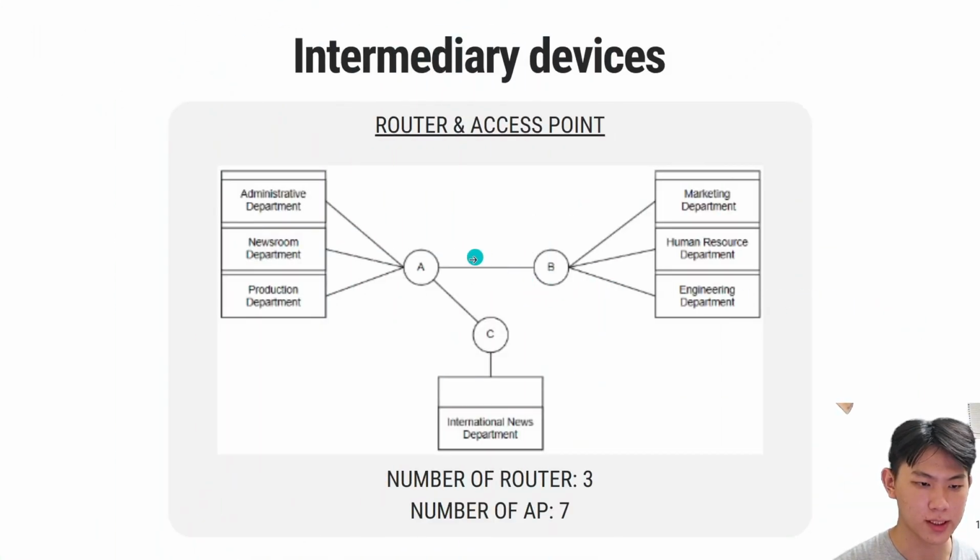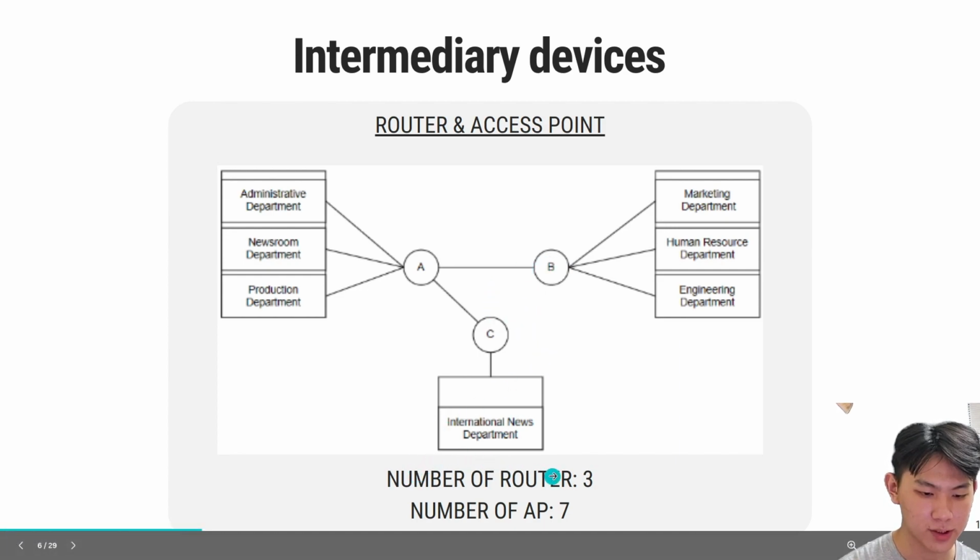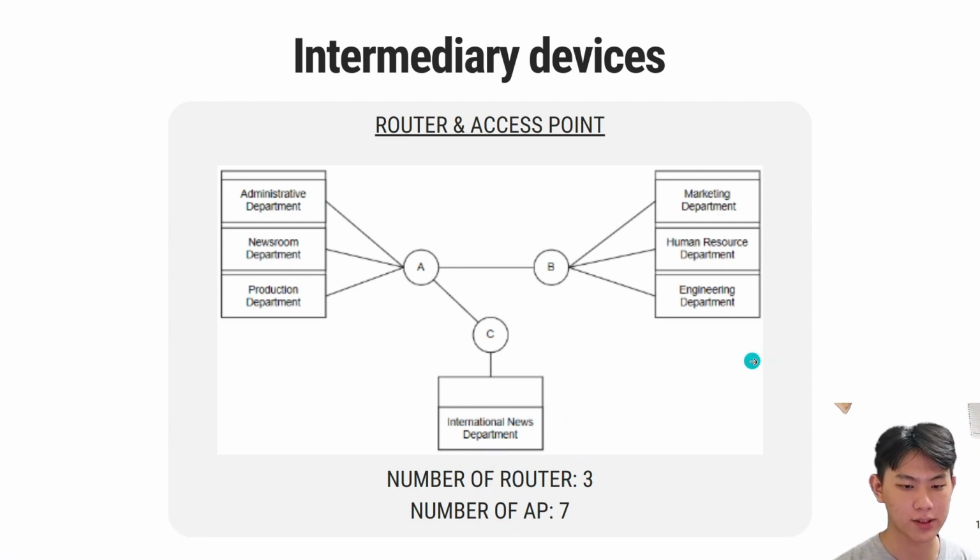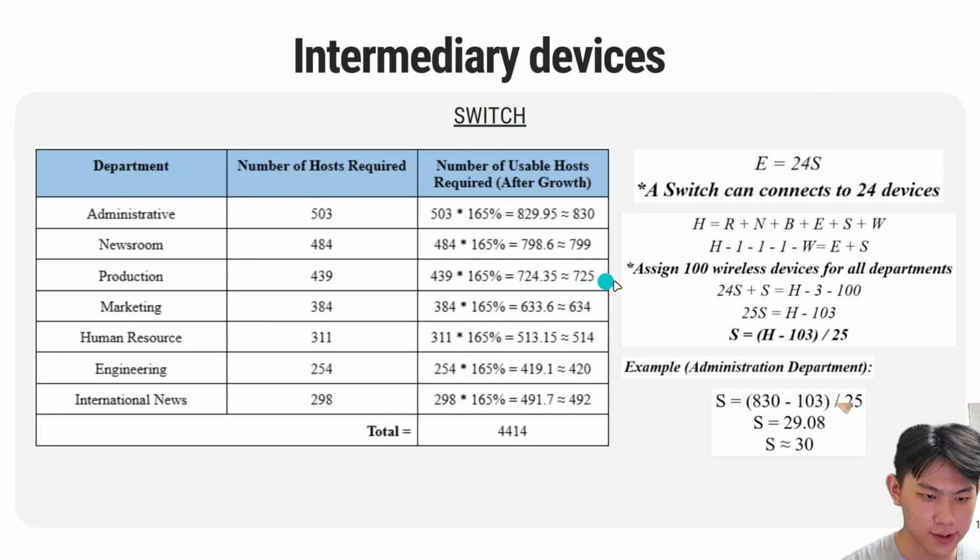From the illustration of the problem we showed just now, we decided that each location owns 1 router, so the number of routers in this network topology is 3. We also designed that each department contains 1 access point, so the number of access points in this network topology is 7, because there are 7 departments. For the switch, we need to perform some calculation in order to find the exact number of switches needed for each department.